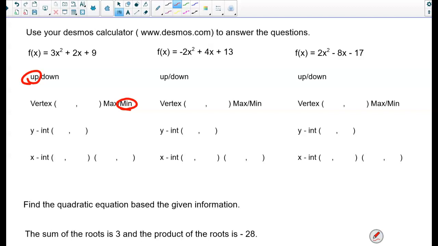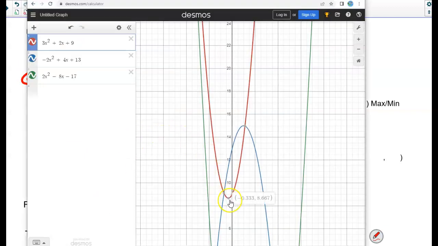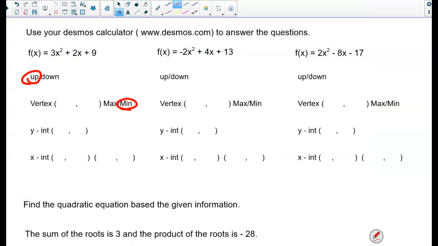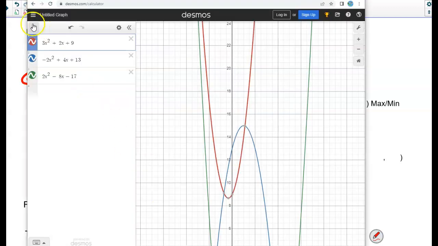Okay, my vertex in this case is, if we go back to the graph, negative 0.333, 8.667. If you can't fit it in, just put it above it. Negative 0.333, and then 8.667. You're just copying down the points off the graph. On that graph as well, I'll go back. My y-intercept, I click on that point, is 0.9.